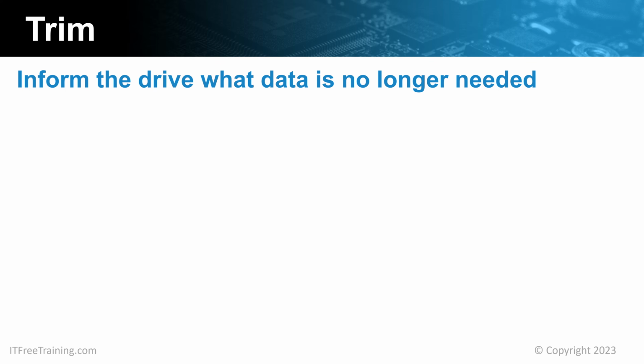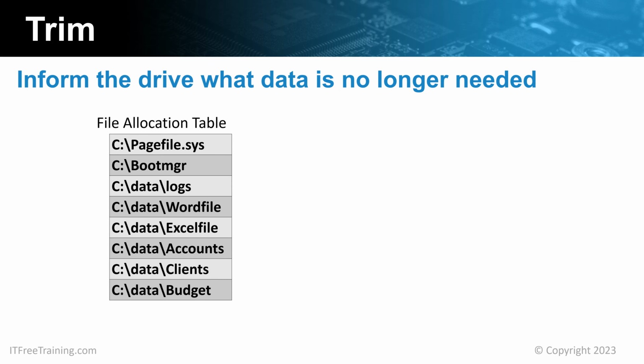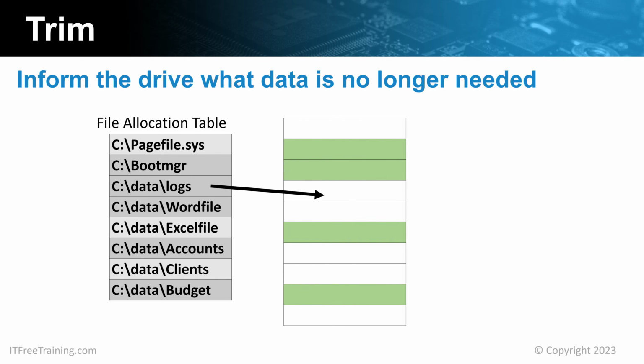To understand better how trim works, consider how a file system works. A file system will have a file allocation table or something similar. This keeps a record of where data is stored on a drive. In this example, let's consider a log file. The data for this file will be stored potentially in any location on the drive. The operating system keeps a record of where it is stored. The file name is marked as deleted.